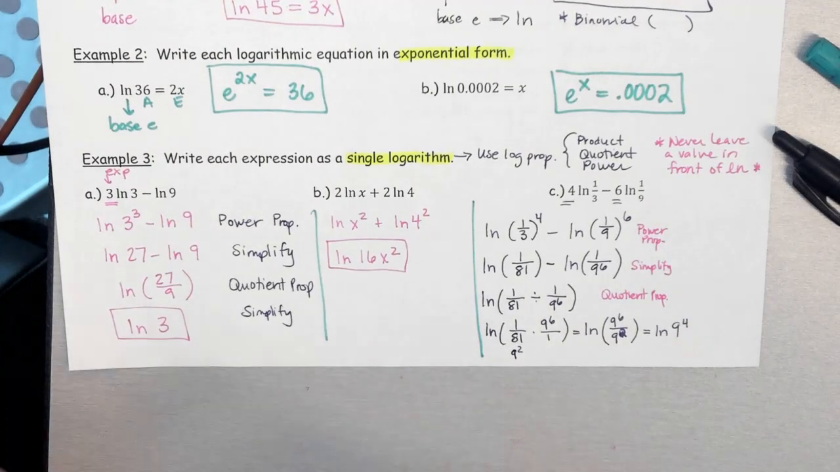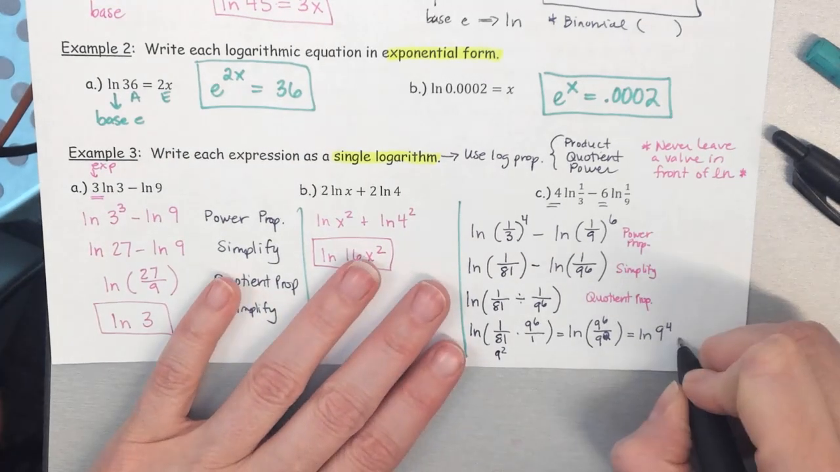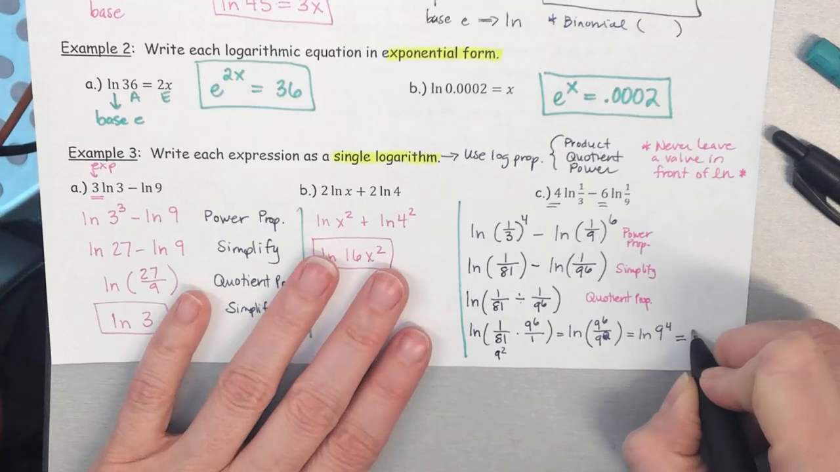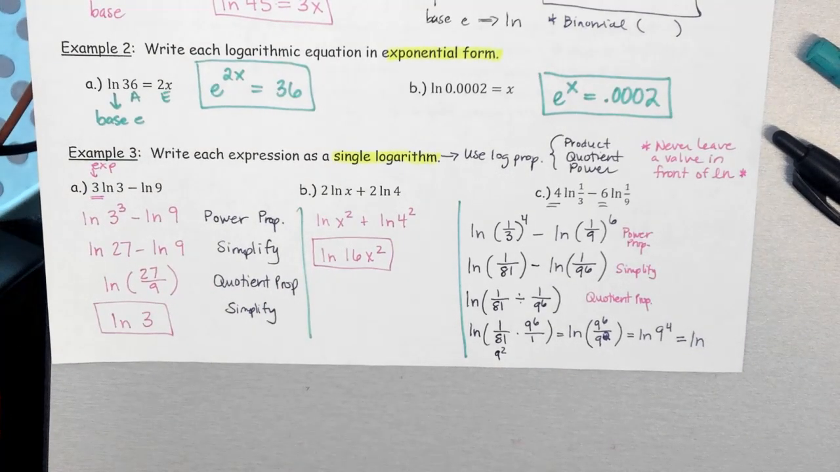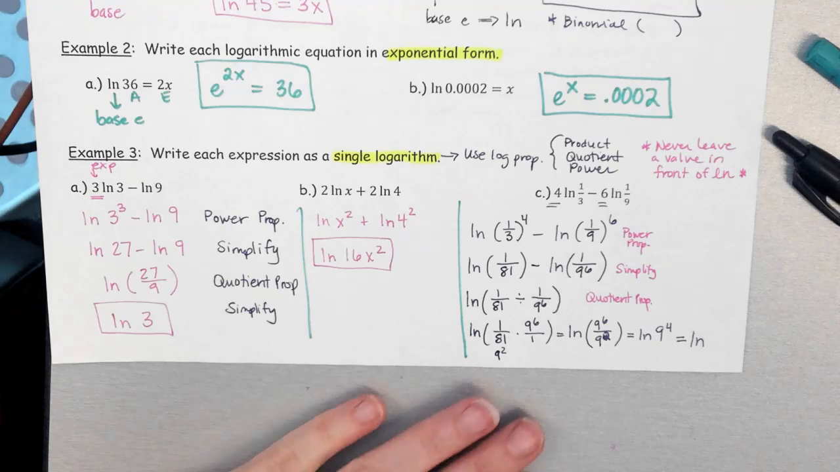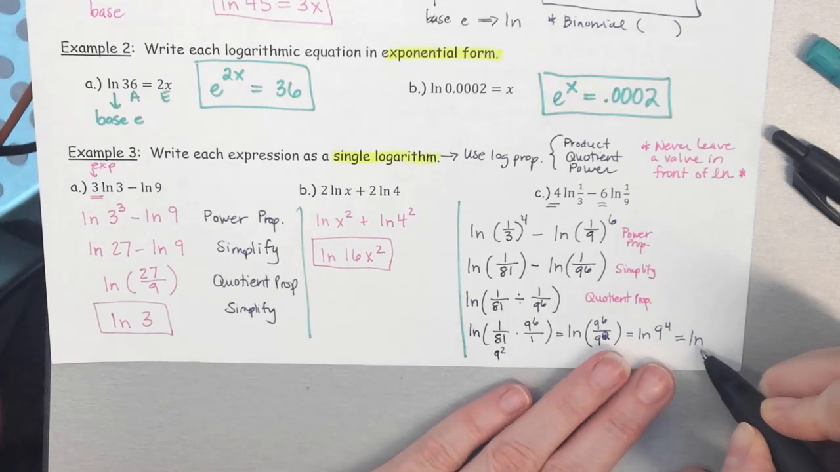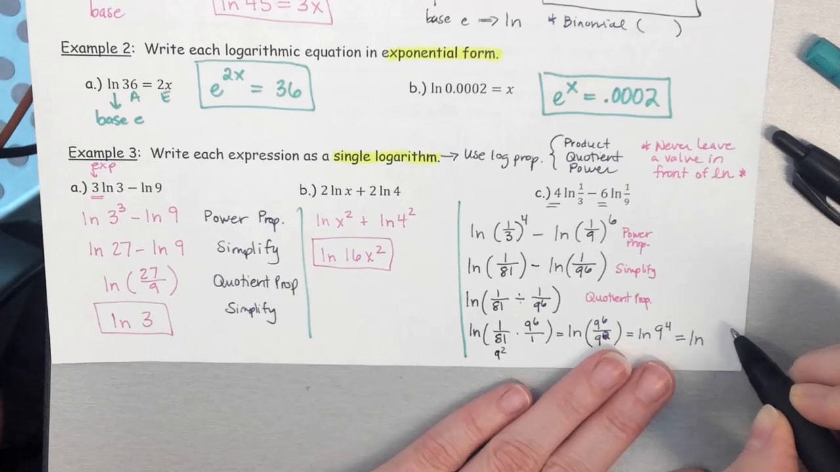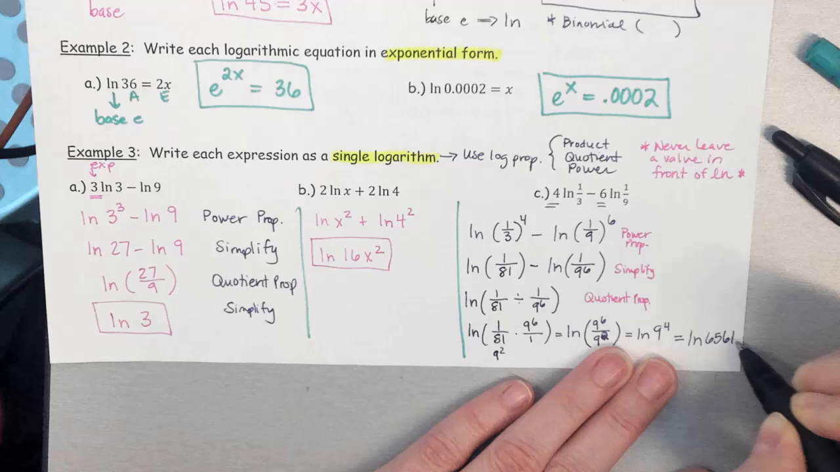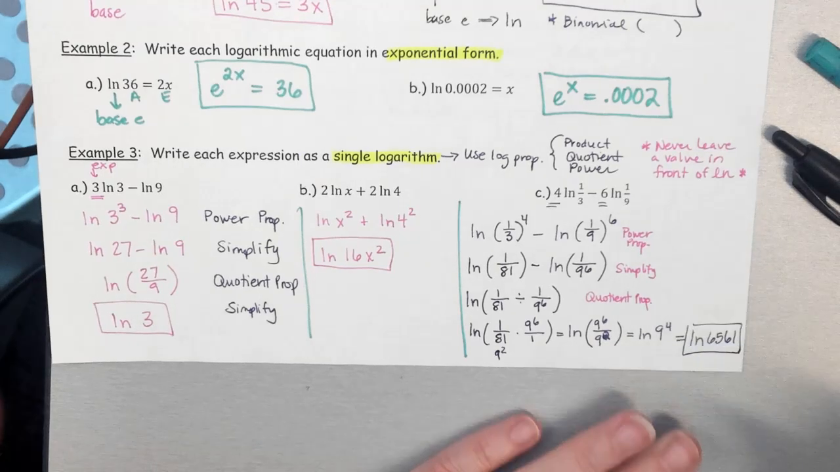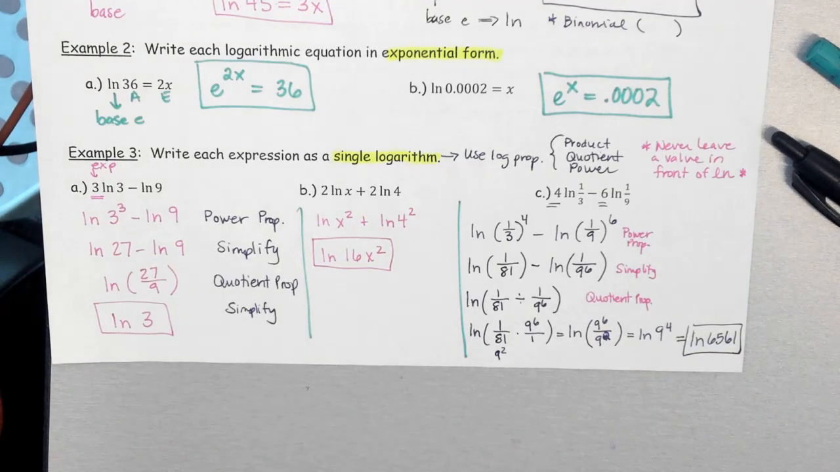You could do all of that without your calculator. And then 9 to the 4th is pretty big, so I would let you use your calculator if you were doing that. 81 times 81. Okay, and then 9 to the 4th, what did you guys get for that? 6,561. Good. Okay, and then that would be your final answer.